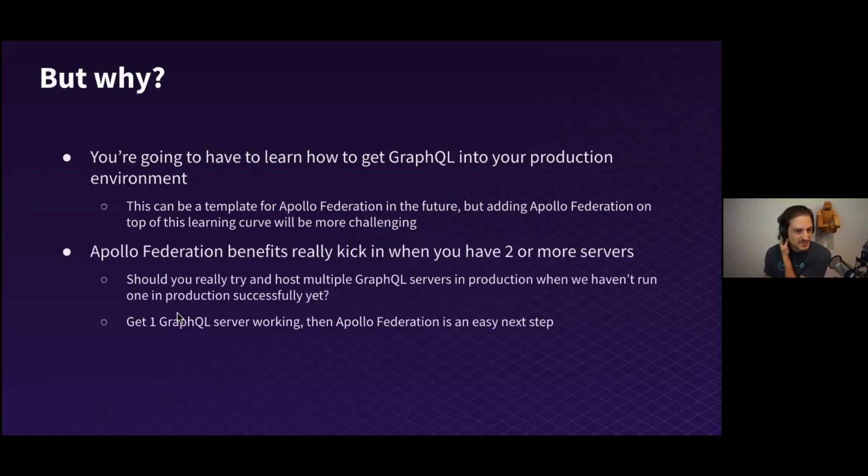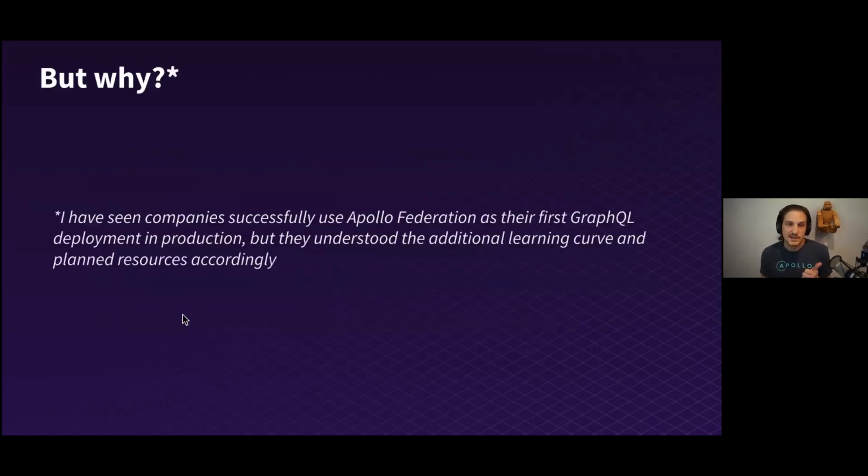And one of the things that I think is really important is, your federation benefits really kick in when you have 2 or more servers. So get that one server working, but I have seen companies do it where they have just used Apollo Federation. For example, they just went to GraphQL and went through that. And that's okay, but there's going to be more learning, right? You're going to have to learn how your team is orchestrating the graph router, which there's a lot of stuff out there for, but it's just an additional learning on top of that, right? So you just need to plan accordingly if that is a route that you want to go down.